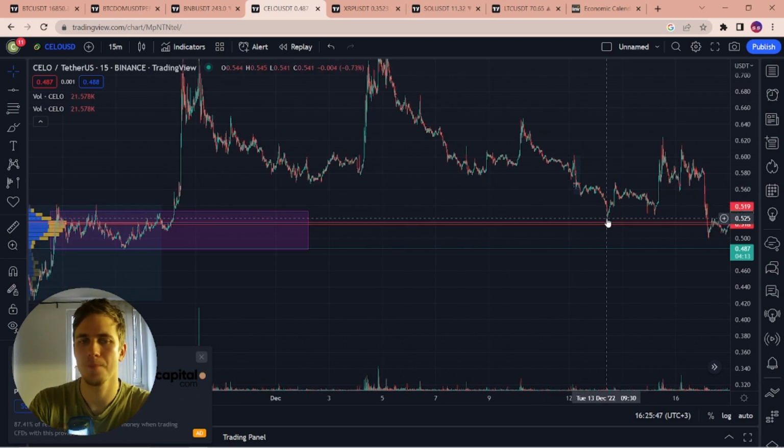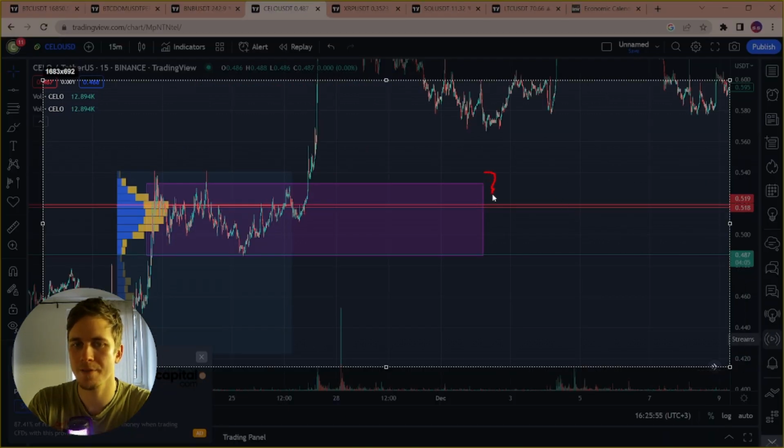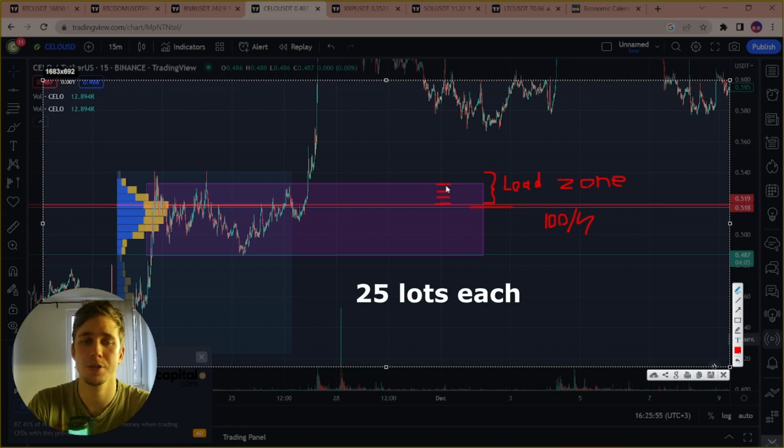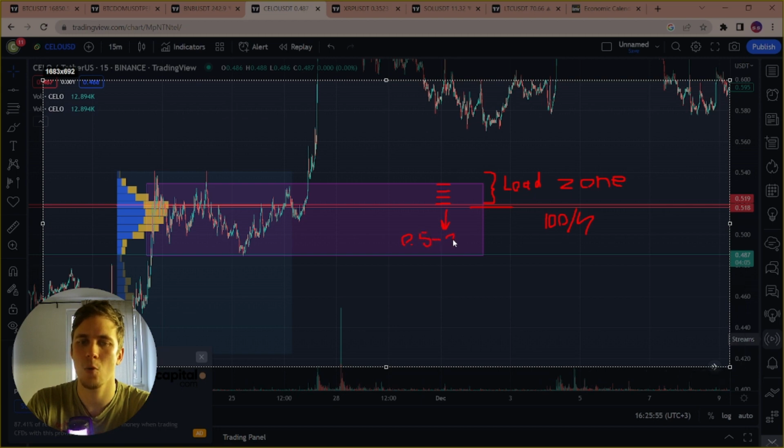What should we do? We should find the entry point here. Our loading zone will be above this market profile level. This will be the loading zone. It means that the price actually could be reversed at any point inside this zone. That's why we should divide our working volume in 4 parts and place these parts like that with buy limit orders. For example, we have 100 lots. We should divide it by 4 and we have 4 buy limit orders, 0.5 or 1% lower.